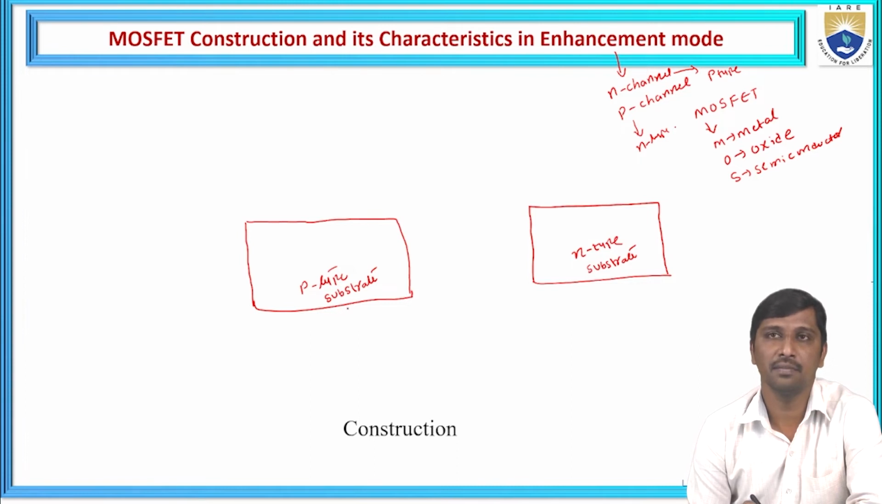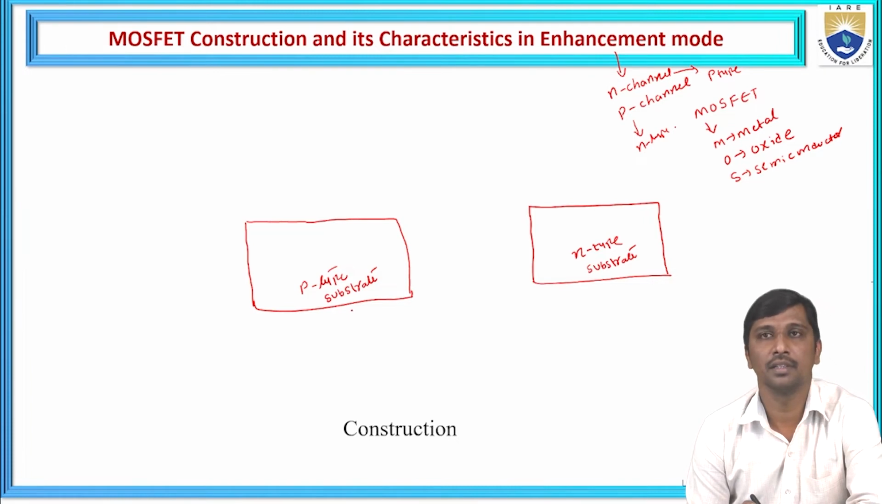In an enhancement mode, there is no internal channel while constructing the MOSFET configuration. If you take the depletion type of MOSFET, the channel itself is created during the MOSFET construction. But in an enhancement mode, we need to induce the channel to allow conduction across the MOSFET. So that we will discuss later.